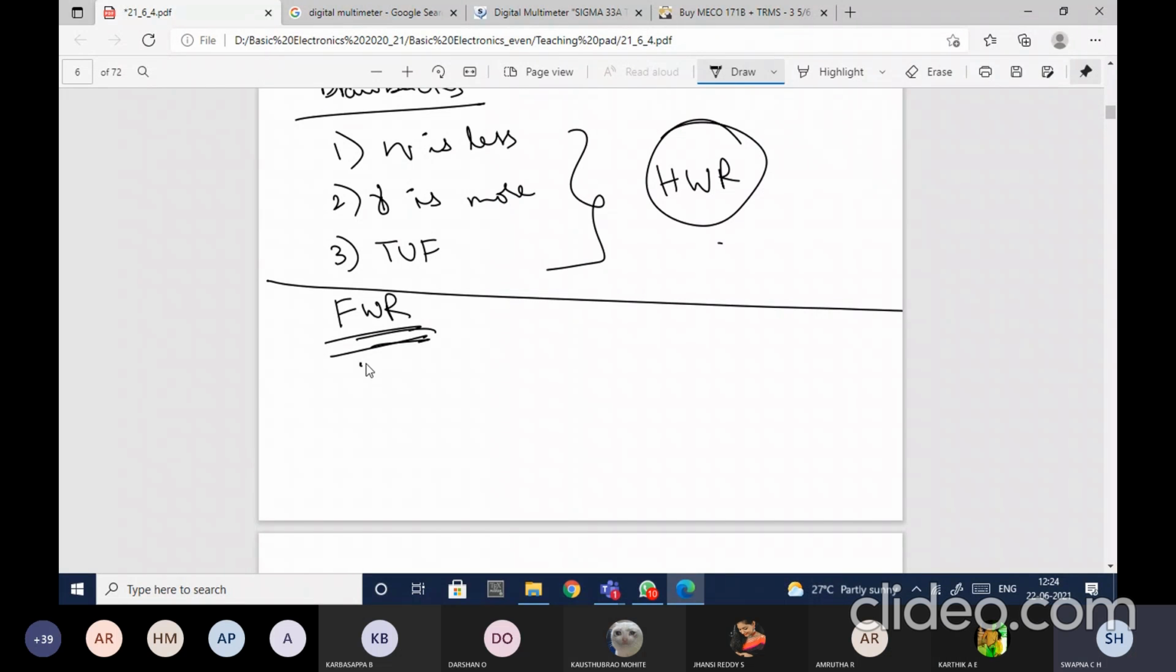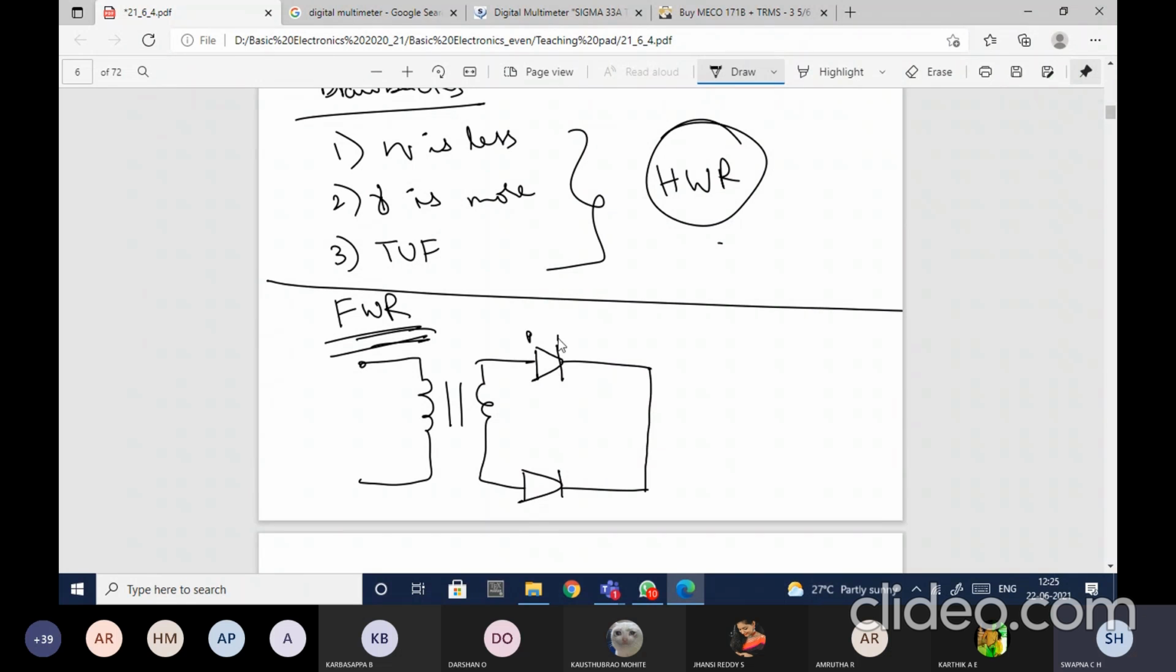For the full wave rectifier, again we have a step down transformer, but here we'll be using two diodes. These are the two diodes, both with P and N sides. Let me name this diode D1 and this diode D2. The N sides, the cathodes of both diodes D1 and D2, are connected together, and here we'll connect the resistor. I'll draw the circuit in two different forms.